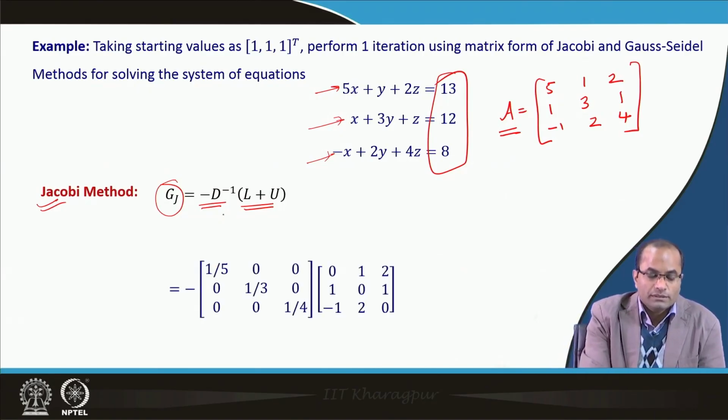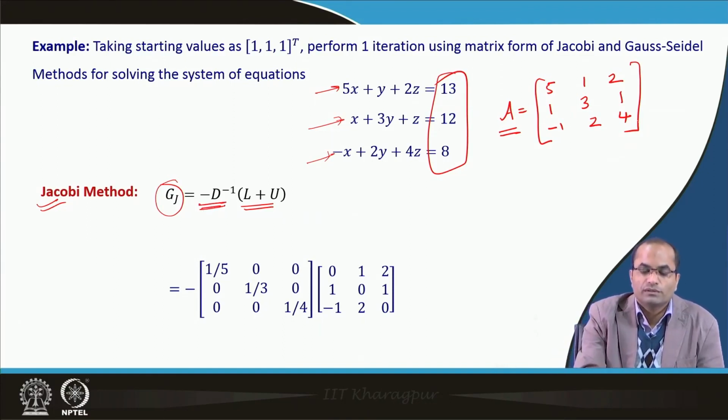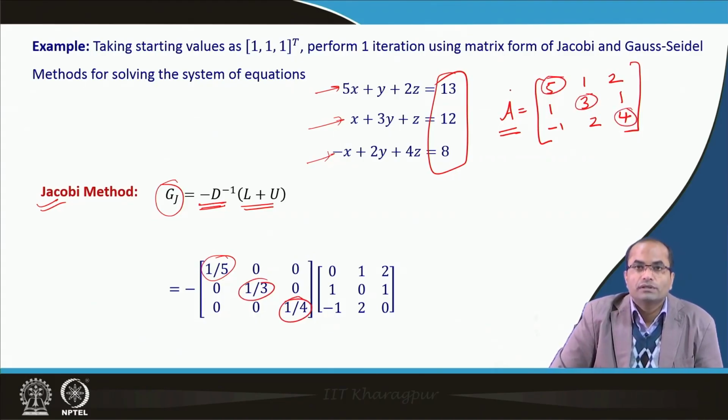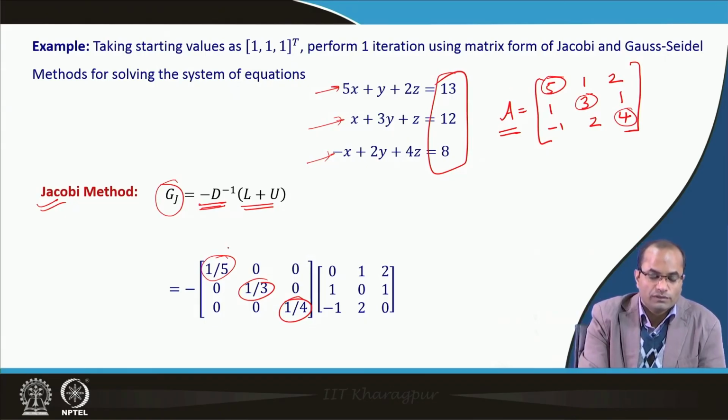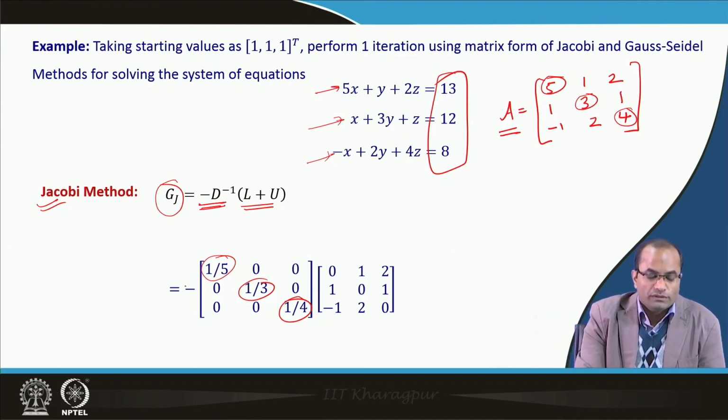And we need that inverse. For a diagonal matrix, getting the inverse is very easy, we just have to invert the diagonal entries. So, instead of 5 we have 1 by 5, then 1 by 3, and then 1 by 4. So, we got this inverse with 1 by 5, 1 by 3 and 1 by 4 with this minus sign.